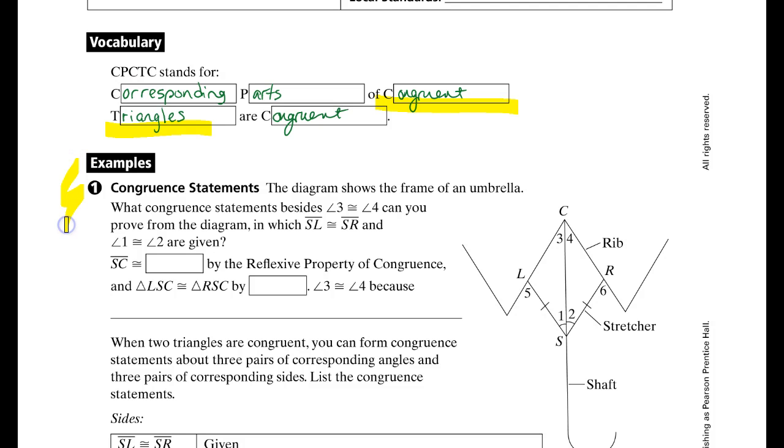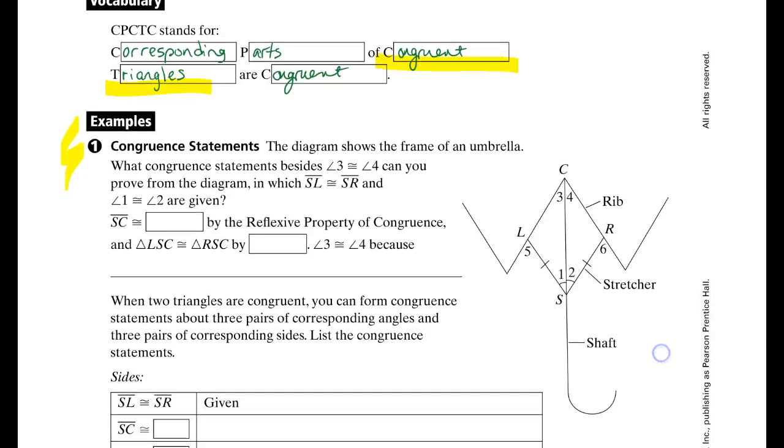So here's an example. We're going to make some congruence statements here. The diagram shows the frame of an umbrella. What congruence statement besides angle 3 and angle 4 can you prove from just the diagram? Now, let's take a closer look at what was given. SL is congruent to SR. And look at that, they put the little hatch mark. And they also tell you that angle 1 and angle 2 are congruent. So those guys right in there.